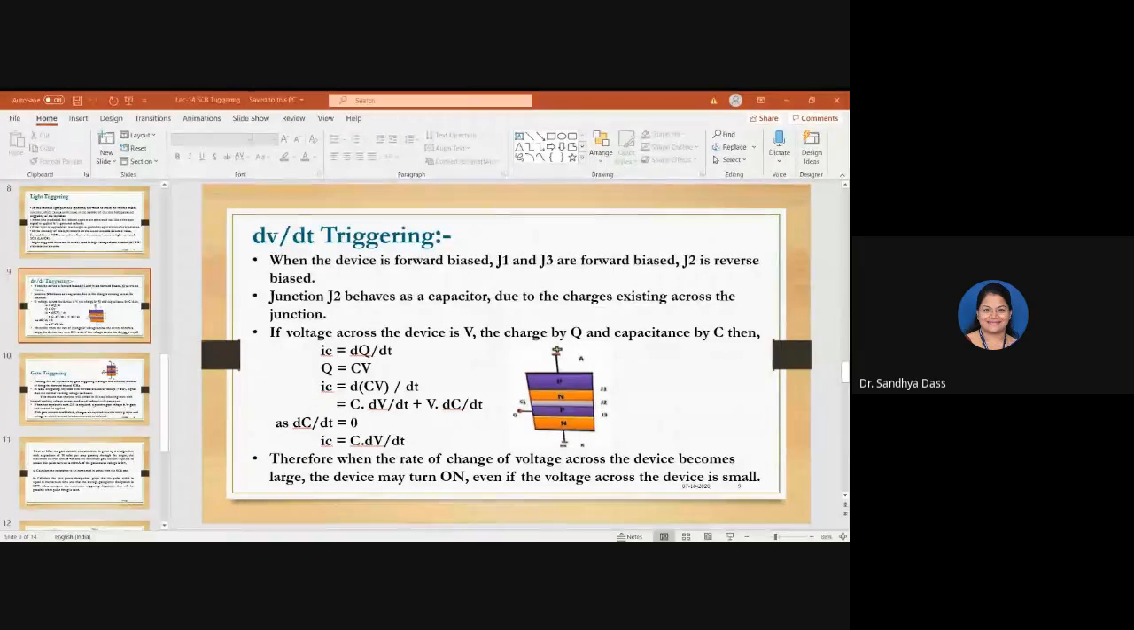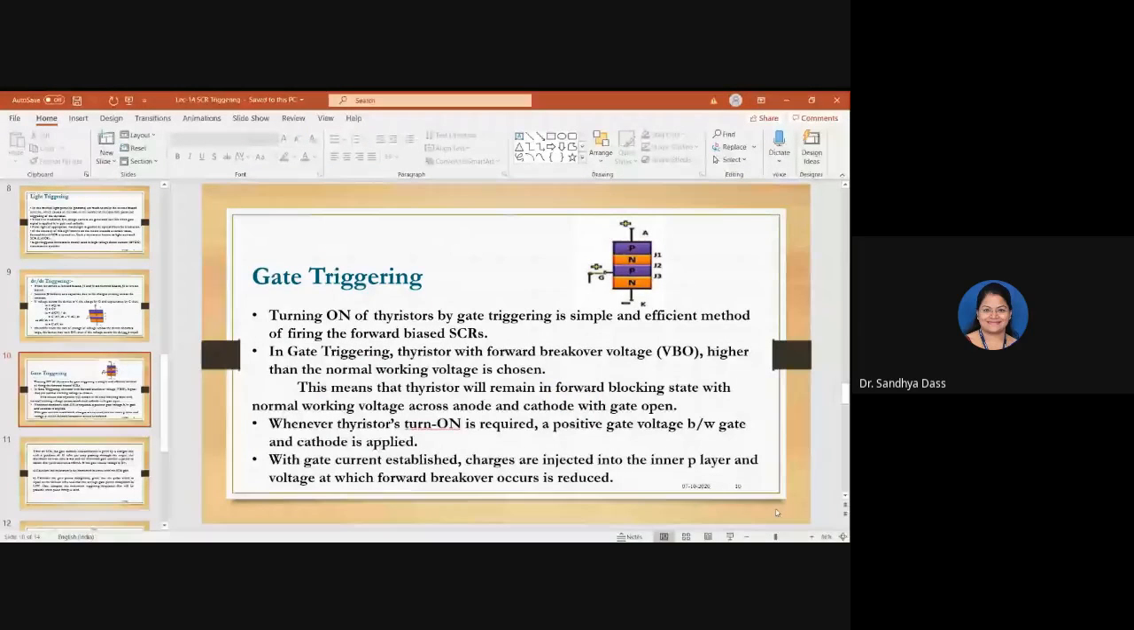Same thing means what? Put it in your own terms. Yeah, turning on the thyristor by gate triggering. Turning on the thyristor by gate triggering. Okay, fine, we'll proceed. Pay attention. At the end, I'll come back to you. You have to explain the next points.